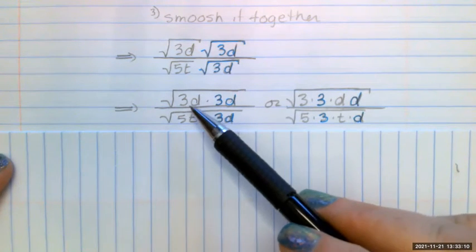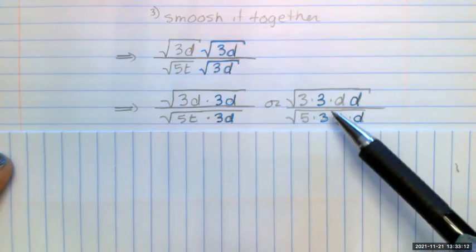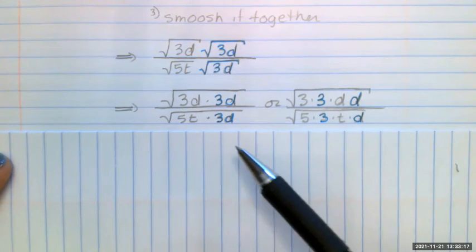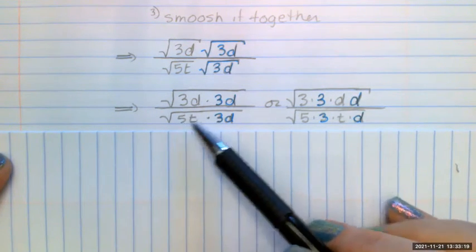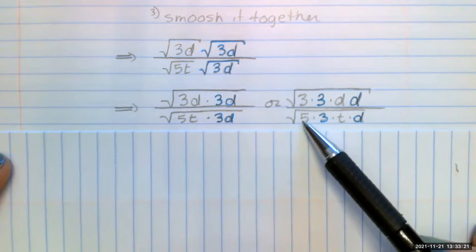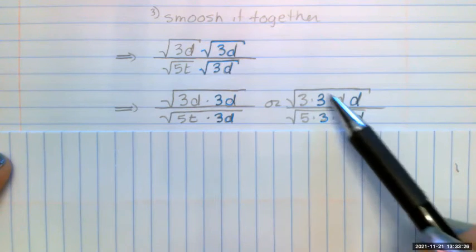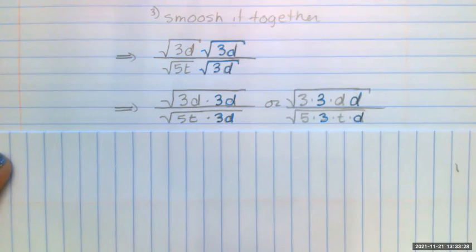I have 3d times 3d, or again, you can put the numbers first and the letters together. Totally up to you. Again, 5t times 3d, or you can write it as the numbers first, the variables last. This is a legitimate move. This is just a commutative property.